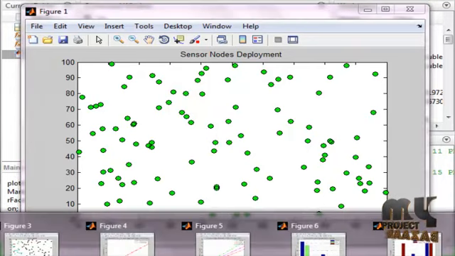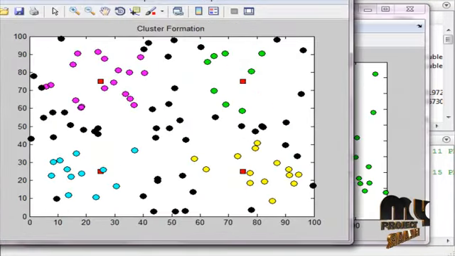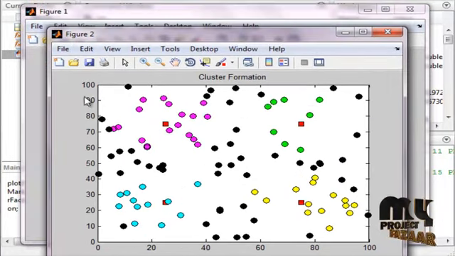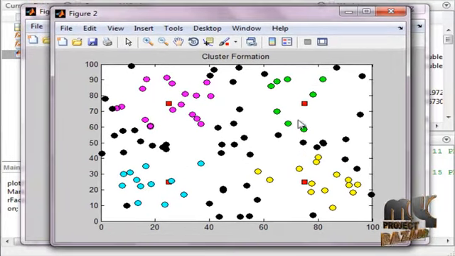The next figure is the cluster formation. The green points are nodes, and black, pink, yellow and blue show the cluster formation of the system. Here also there are 100 nodes, and many clusters are designed. The black, pink and other different types of nodes are created. So this figure shows the cluster formation.